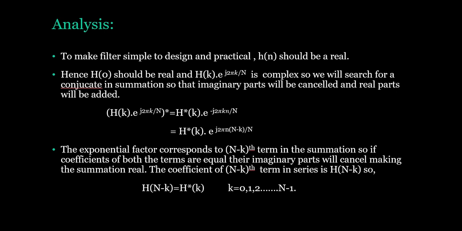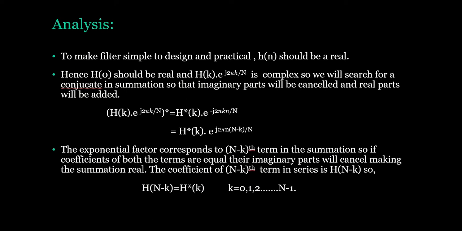To make the filter simple to design and practical, h of n should be real. For h of n to be real, all the terms in the summation should be real. But we cannot say all the terms in the summation will be real, as we are multiplying e power j 2 pi k n by N, which is a complex number, with H of k, which may or may not be real. But for k equal to 0, the term will be H of 0 into 1, where if H of 0 is real, we can get a real term.